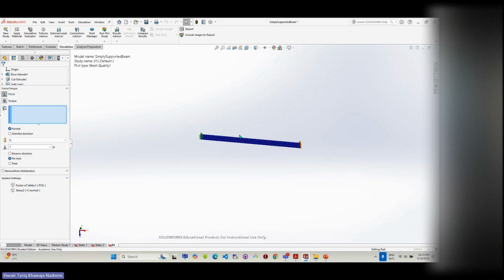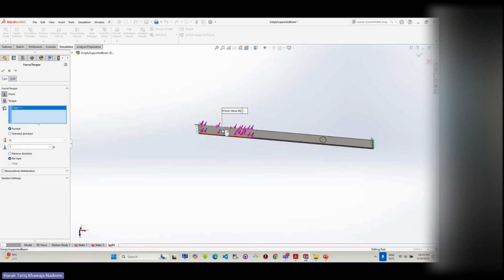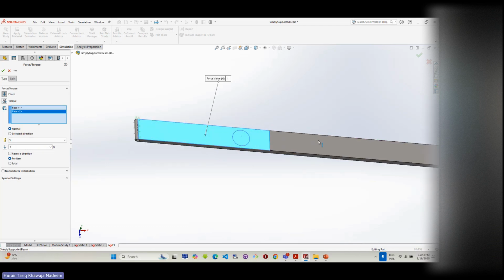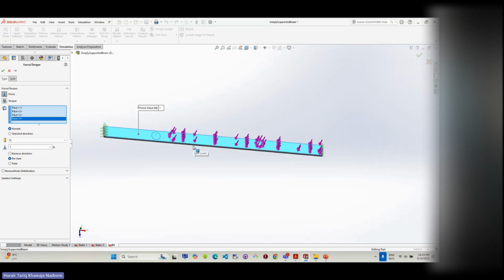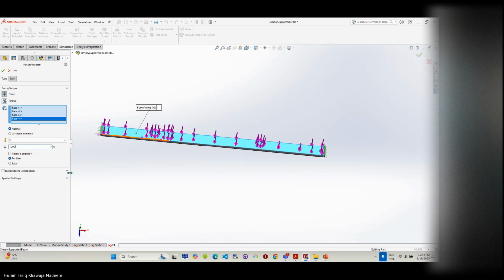So force, okay, supply load here, not the edge. I somehow selected the edge. This side, this side, this side. Maybe because I made another division, that's why it's making trouble. Okay, I made a division. That's why it was making trouble.